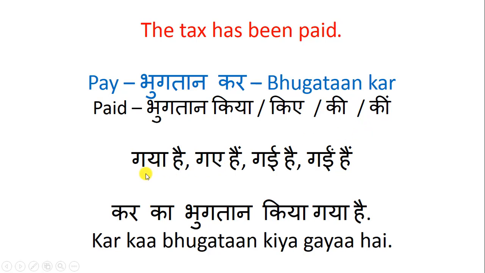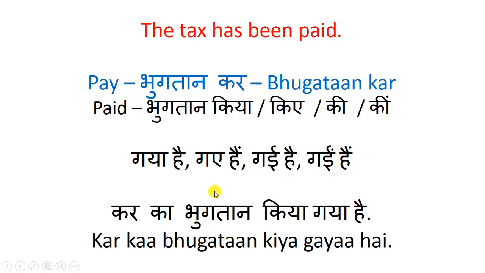Okay. And then we have our suffixes or the words with which we end the sentences. Okay. Gaya hai for masculine singular. Gaye hai for masculine plural. Gayi hai for feminine singular. And gayi hai for feminine plural.